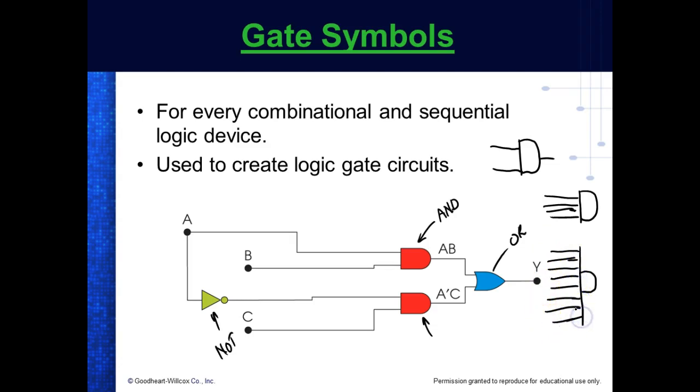Sheriff's hat. ORs can have multiple inputs, and these symbols are not colored in. In fact, this is the symbol. We wouldn't even draw an LED like that. This is the symbol for an LED. We draw little arrows coming out of it.